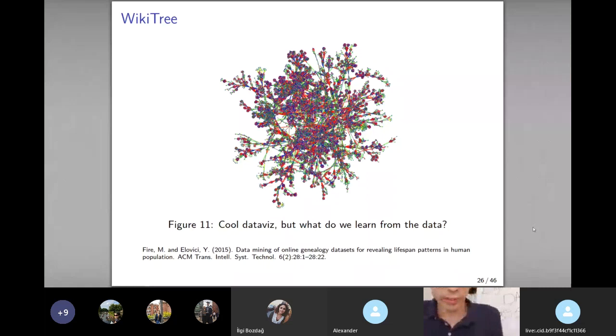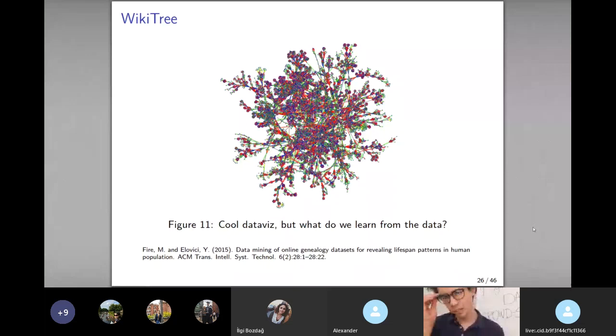So there were two readings for today. One of them was using data from Familinks, the one by Kaplanis, and the other one is by Fire and Elovici, who use data from another website called WikiTree. And the idea is very similar. The difference is that in the Kaplanis one, they are insiders, so they are working inside of this company, and in the Fire study of WikiTree, they are scraping the data from WikiTree. So two different approaches to get at similar data.